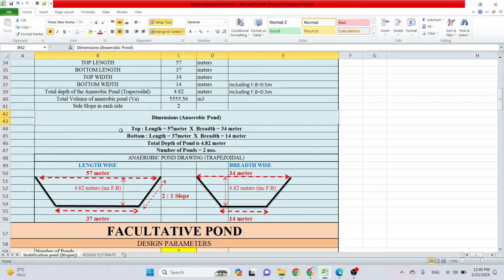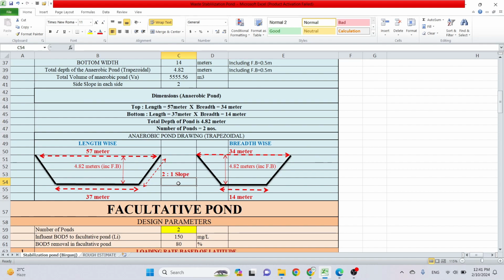The dimension is top dimension, the bottom dimension, and the total depth of the pond, and also the number of the pond, which I have entered as 2. So this is the drawing of the anaerobic pond section in lengthwise direction and in widthwise direction, lengthwise and breadthwise.